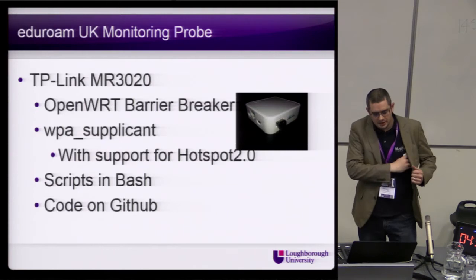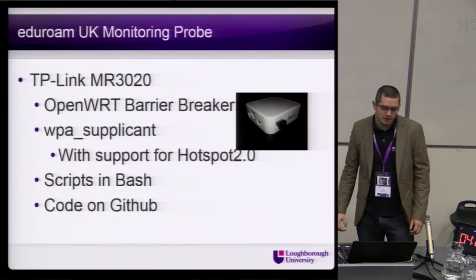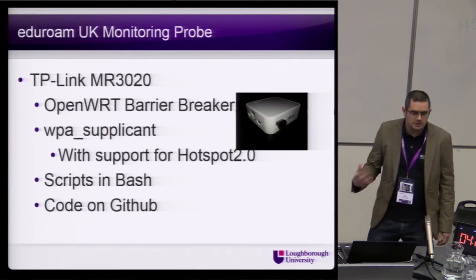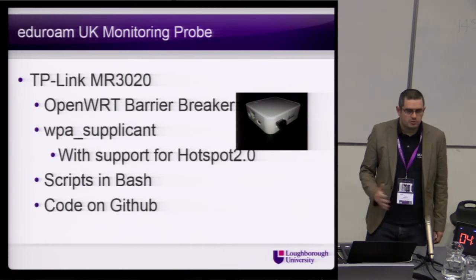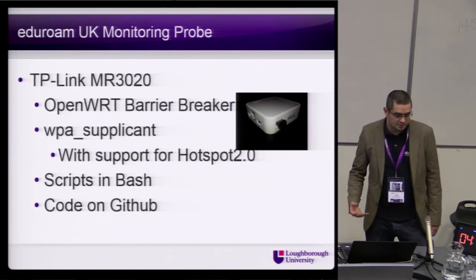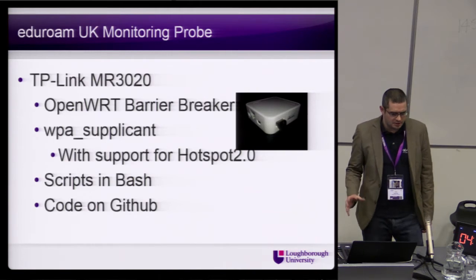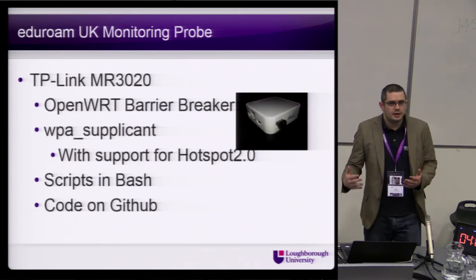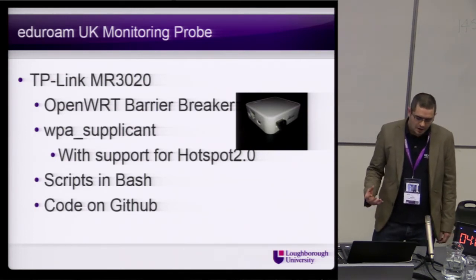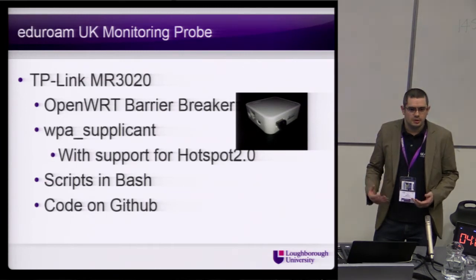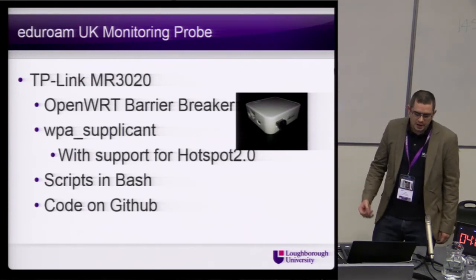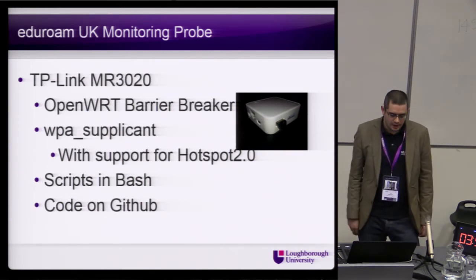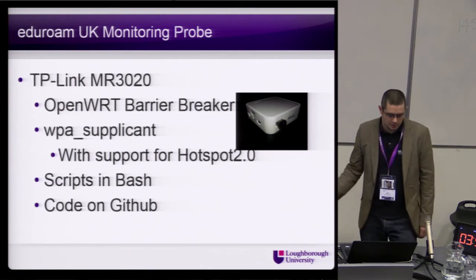They're based on the TP-Link MR3020, and on top of that we run OpenWrt Barrier Breaker. This is a specially compiled version where we've stripped out everything other than the packages we need for the probe to operate. I've also had to recompile something so we can securely store the credentials. Then on top of that, we run WPA Supplicant, which we use to connect to eduroam and run certain tests. For WPA Supplicant, I've recompiled it with support for Hotspot 2.0, so hopefully in the future we can do some HS2 stuff.